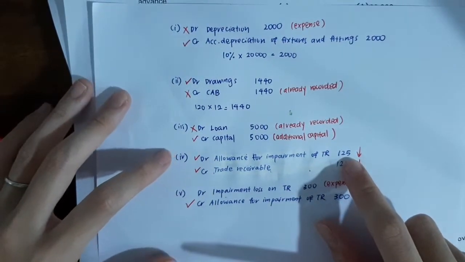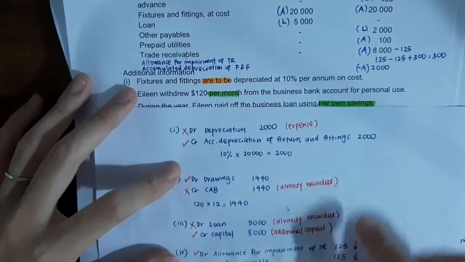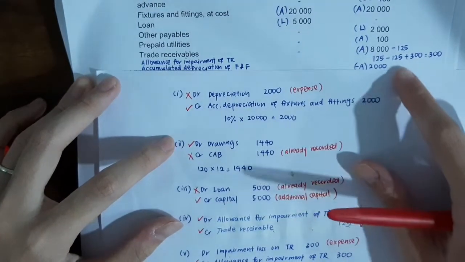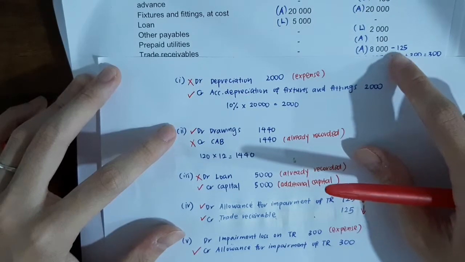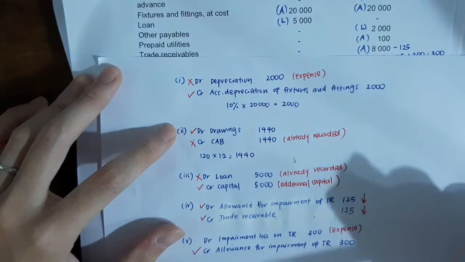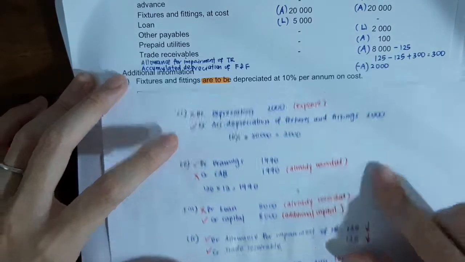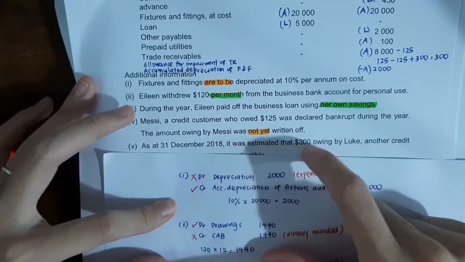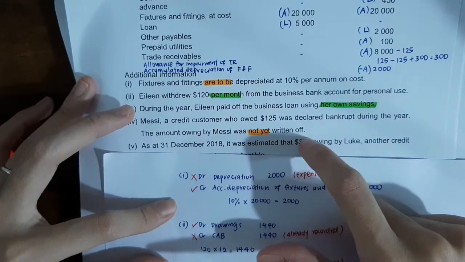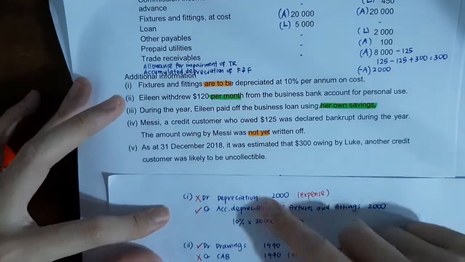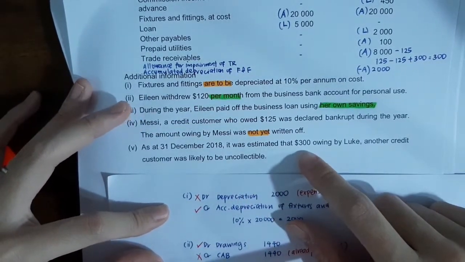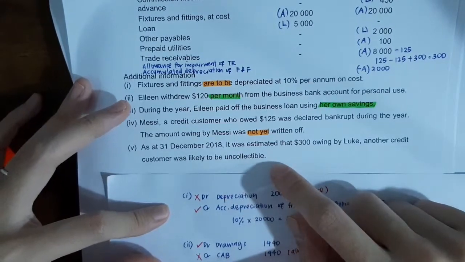So allowance will go down by 125 here, and my TR here will go down by 125. We adjust it because they said that was not yet written off. That means they haven't recorded it yet. Then at the end of the year, they say that it was estimated that $300 was likely to be uncollectible.